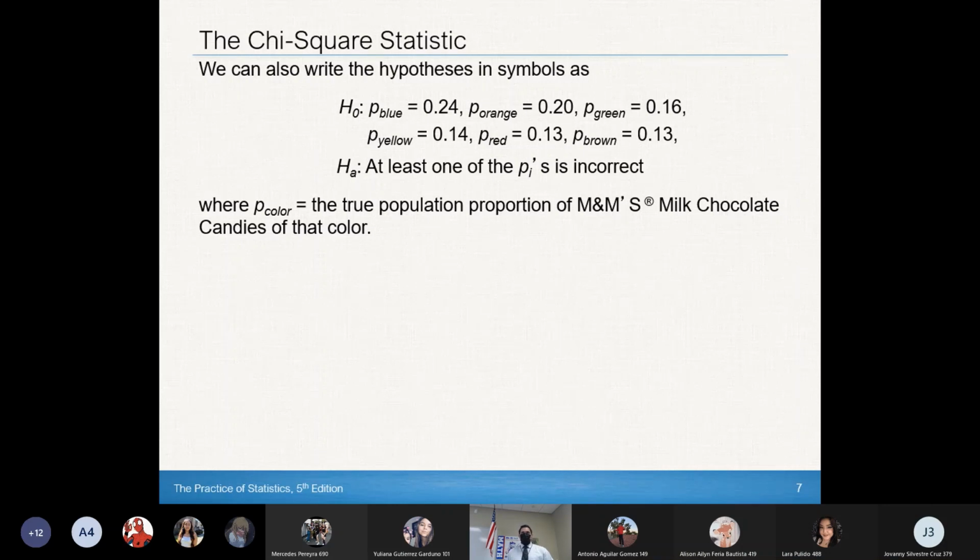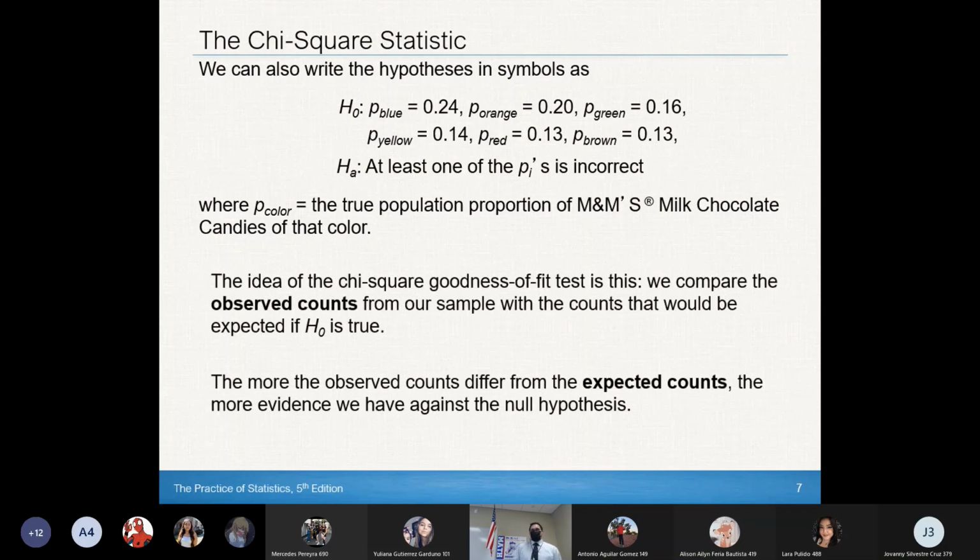So again, we can write our null and alternative hypotheses like this if we want. Also, though, keep in mind if our category has a lot of different things in it, like this only has 6 colors, what if we had categories with 15 different possibilities or more? It's going to take a really long time to write it this way.